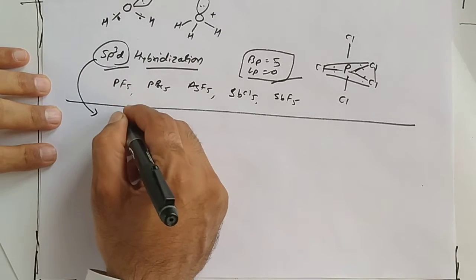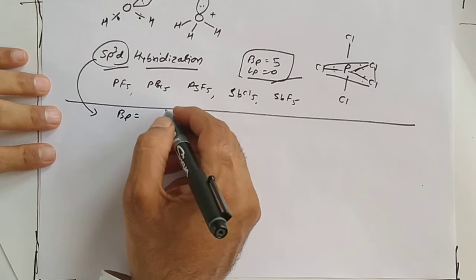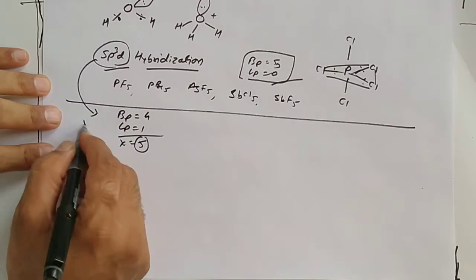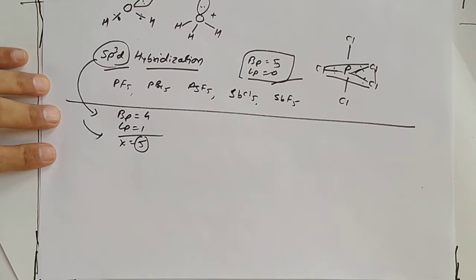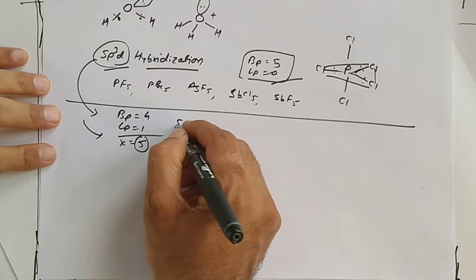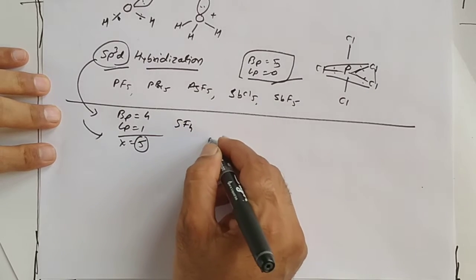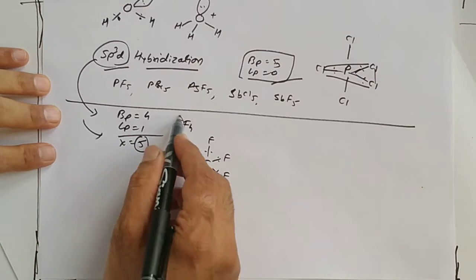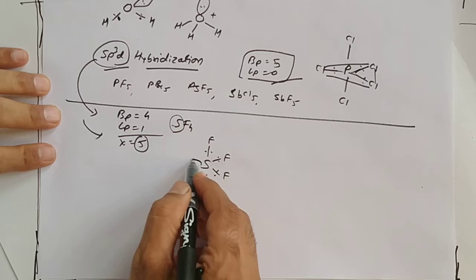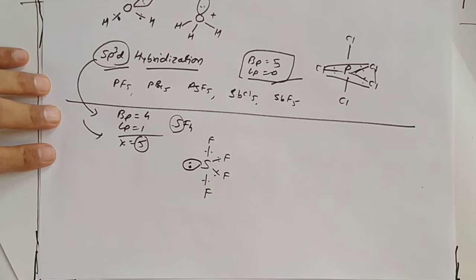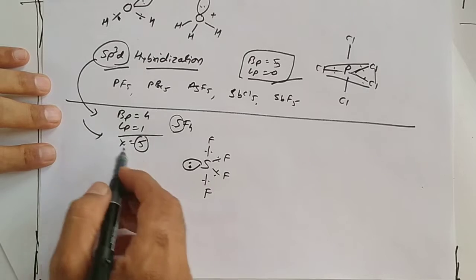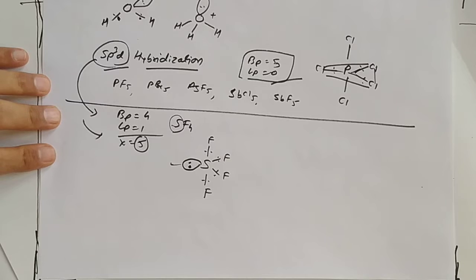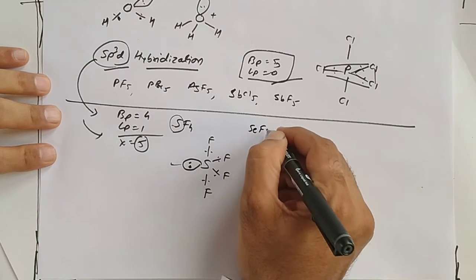Now in sp3d, bonding pair is 4 and lone pair is 1, so the value will be 5. So it possesses sp3d hybridization. Example of it is SF4. Sulfur has 6 electrons. Out of 6, 4 are combined, remaining are 2, and one lone pair in sp3d always sits equatorial. So the shape is seesaw.